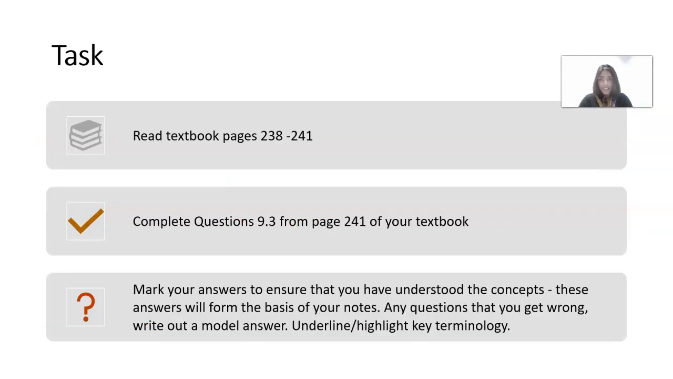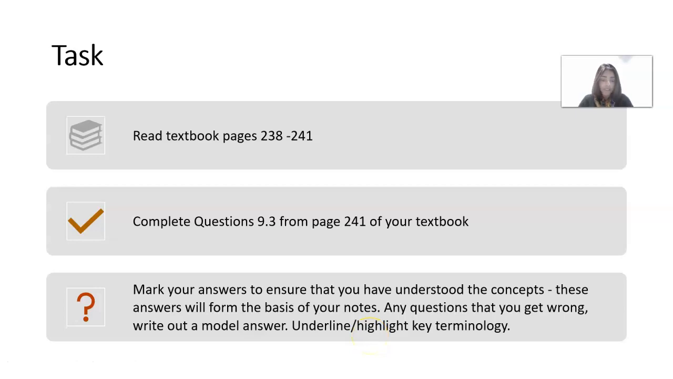Okay, so that's the end of this short lesson on epigenetics. I would encourage you to reread those textbook pages. There's only 3 of them, pages 238 to 241. And to consolidate your learning for this lesson, I want you to complete all the questions in 9.3 found on page 241 of your textbook. Now, I have put up the answers to the textbook questions, and I would like you to mark your work using this. And if you have made any errors in your notes, I would like you to write out model answers and make sure that you highlight or underline key terminology.